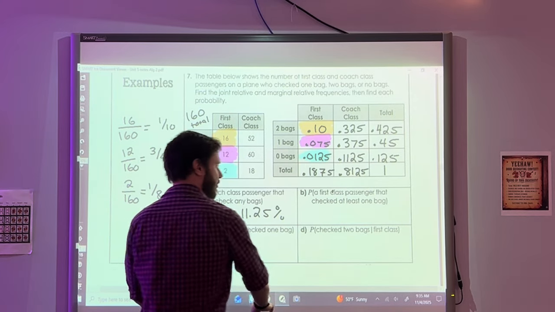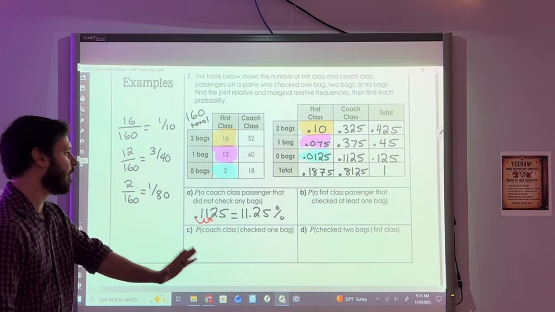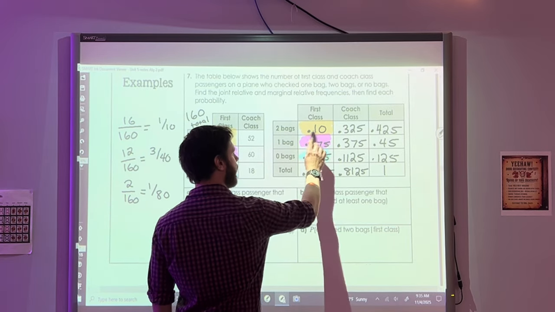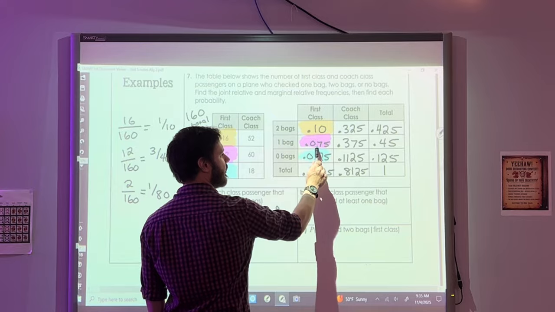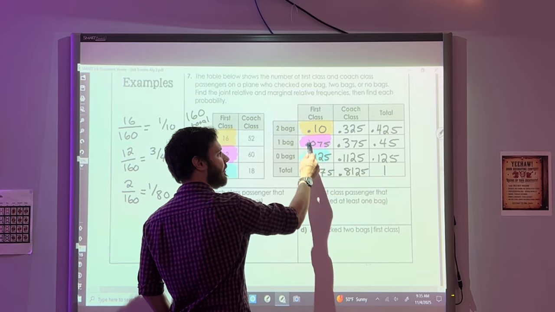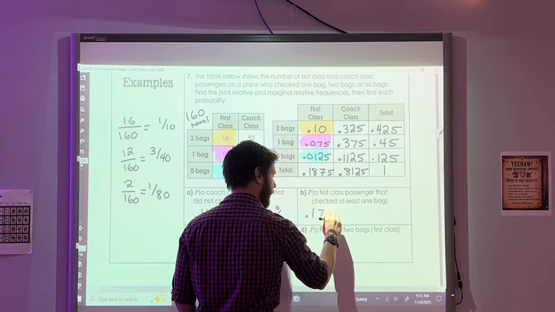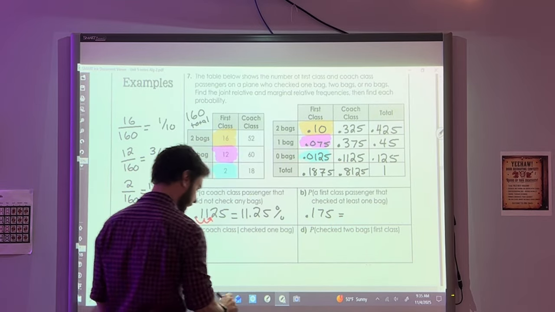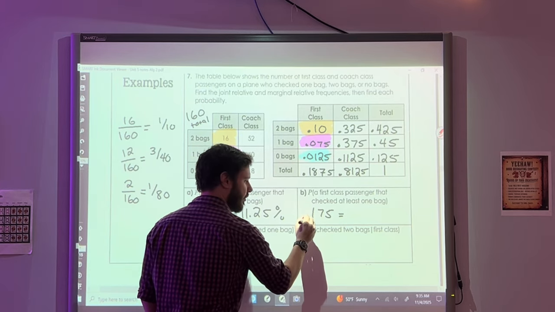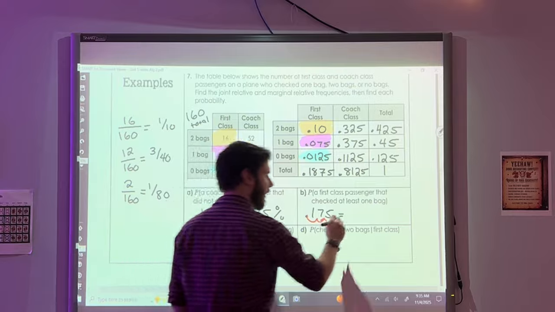Probability of a first class passenger that checked at least 1 bag. So I want first class, I'm living in the first class column, and at least 1 bag. That's gonna be 1 bag, but also 2 bags, because that's at least 1, right? Add these two together, you get 0.175. And if I'm gonna convert that to a percent, I'm gonna take this and drag it 2 to the right, 17.5%.